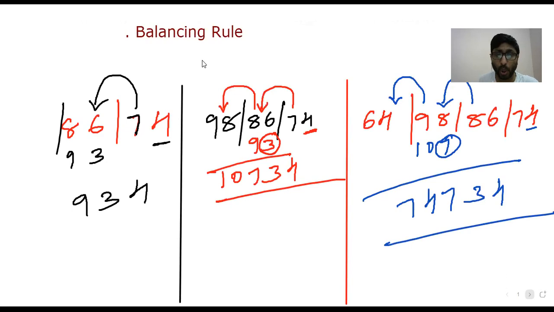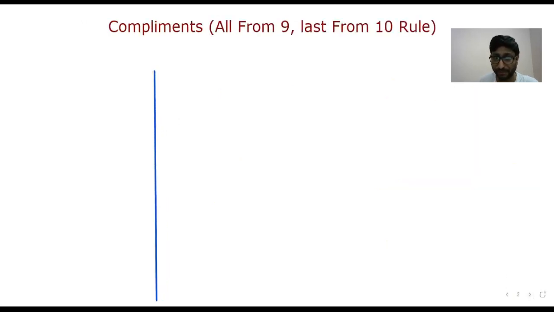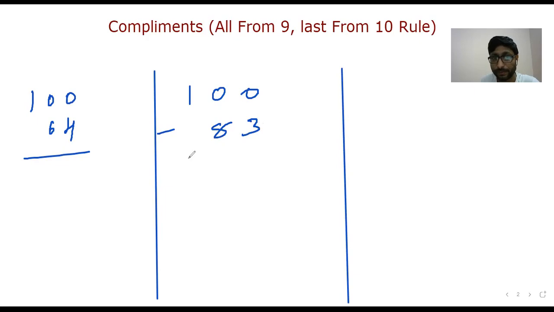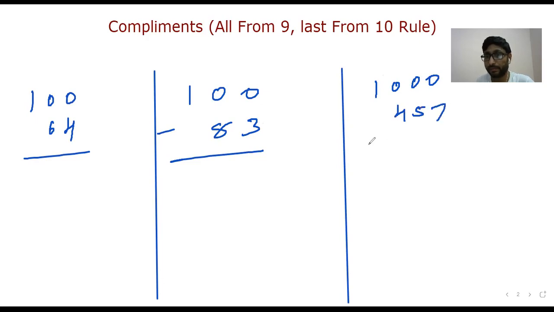So this is one of the concepts of subtraction, and see how easily I'm solving it. Please observe the problem: 100 minus 64, and 100 minus 83. Let's say 1000 minus 457. You know the general subtraction, right?